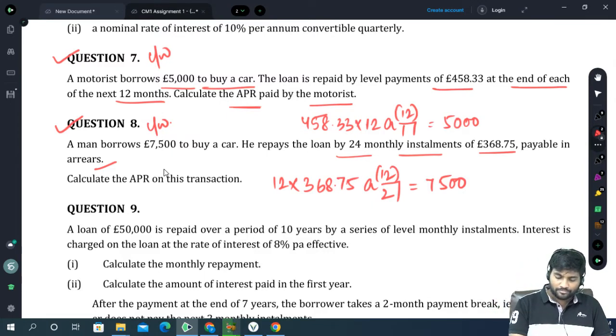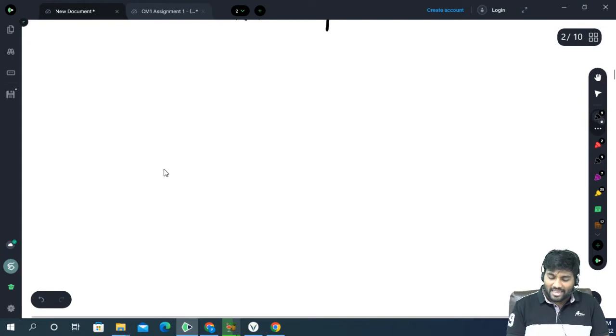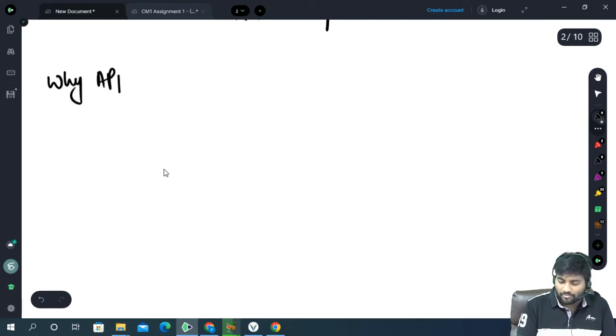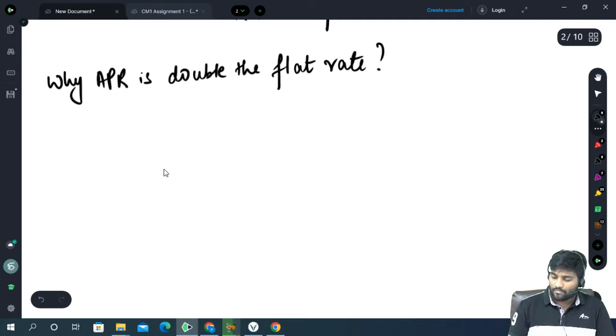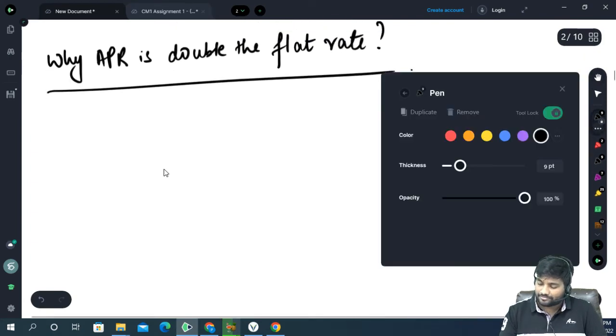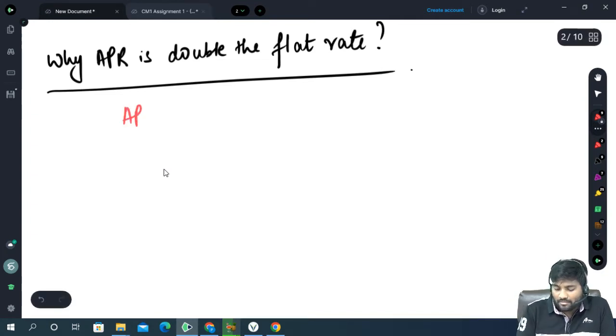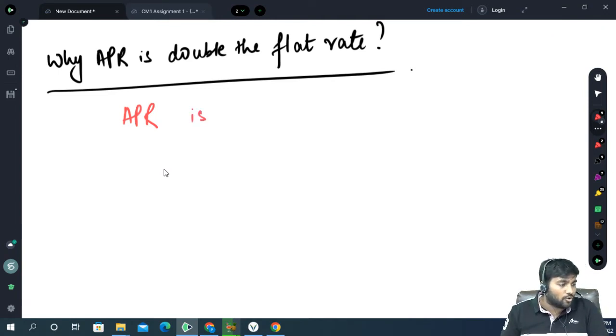Write down a note. Question is, why is APR double the flat rate? Why is APR double the flat rate? Write down. APR is annual effective interest rate charged on the loan.